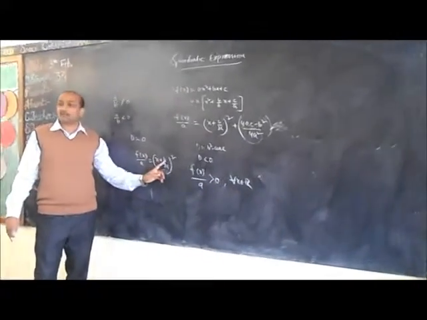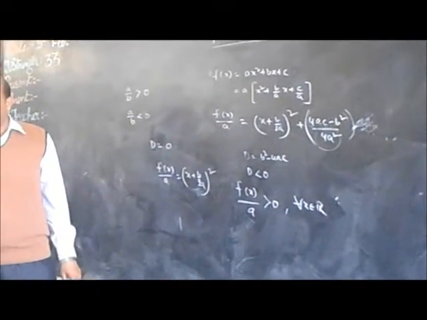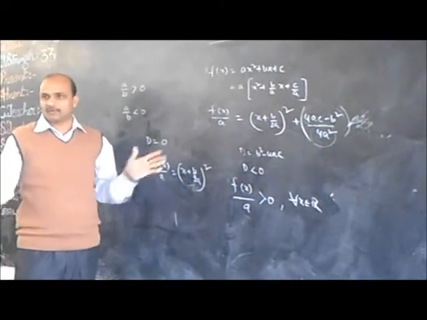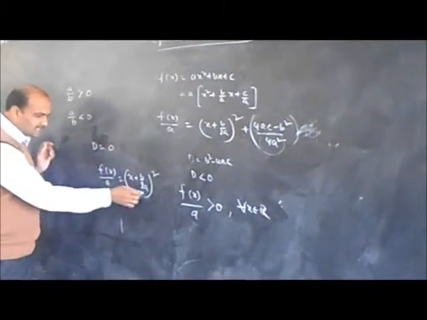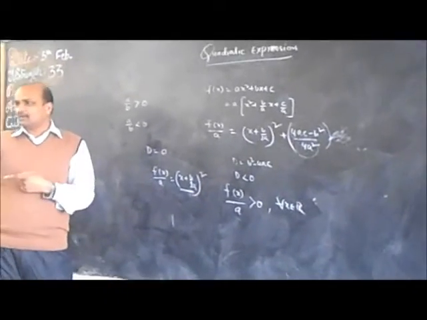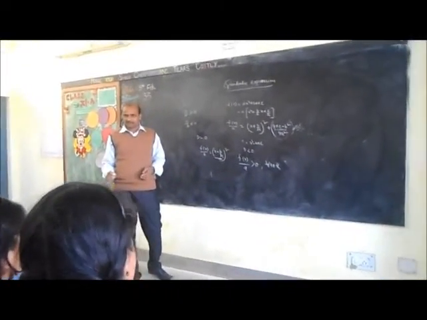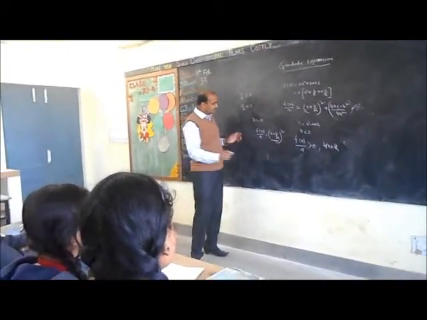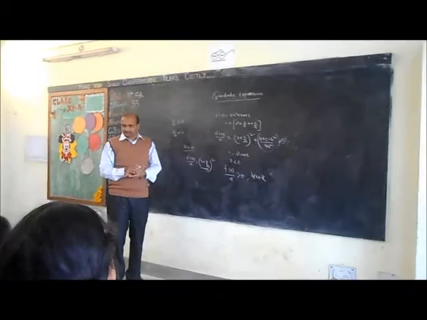X is equal to minus b by 2a. If x is equal to minus b by 2a, what happens? This term is 0, which means f of x by a is equal to 0. We can't decide whether it is positive or negative. Right? So, what do you understand? When d is equal to 0, the discriminant is 0.